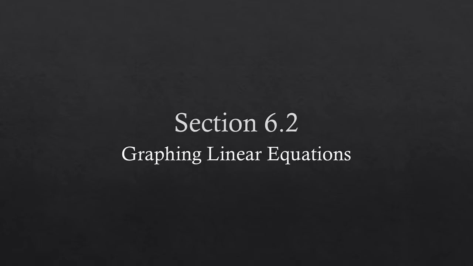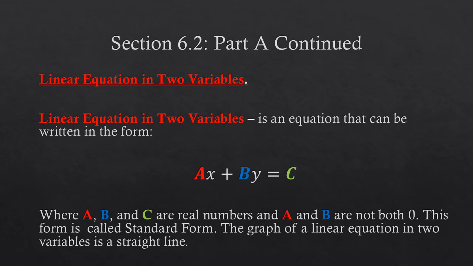Section 6.2, Graphing Linear Equations. A linear equation in two variables, by definition, is an equation that can be written in the form of ax plus by equals c, where a, b, and c are real numbers, and a and b are not both 0. This form is called standard form. The graph of a linear equation in two variables is a straight line.